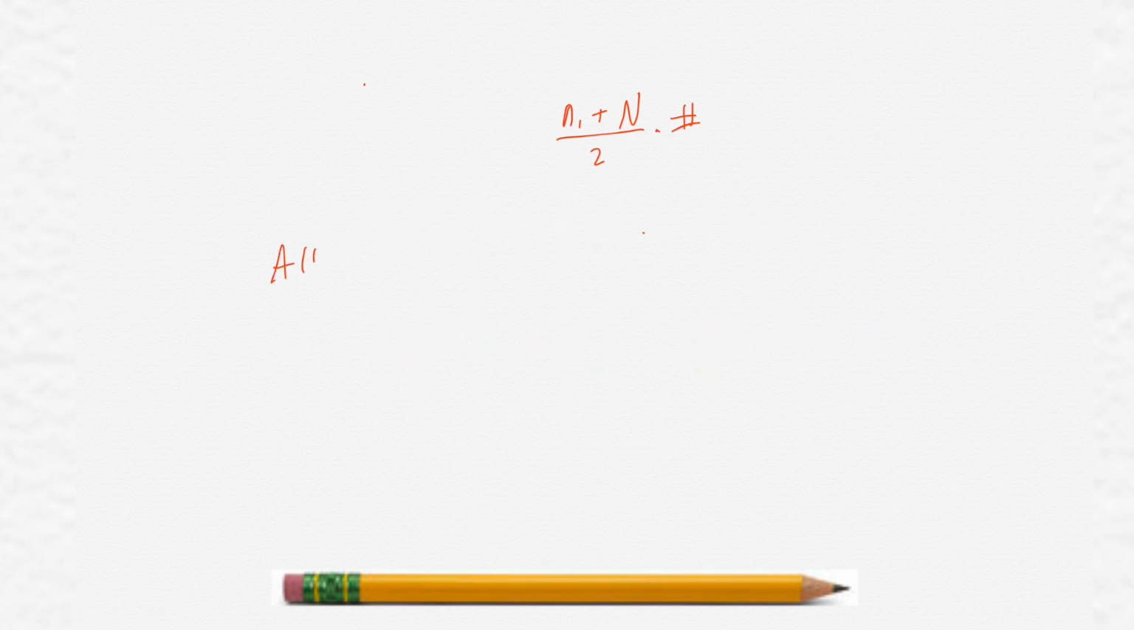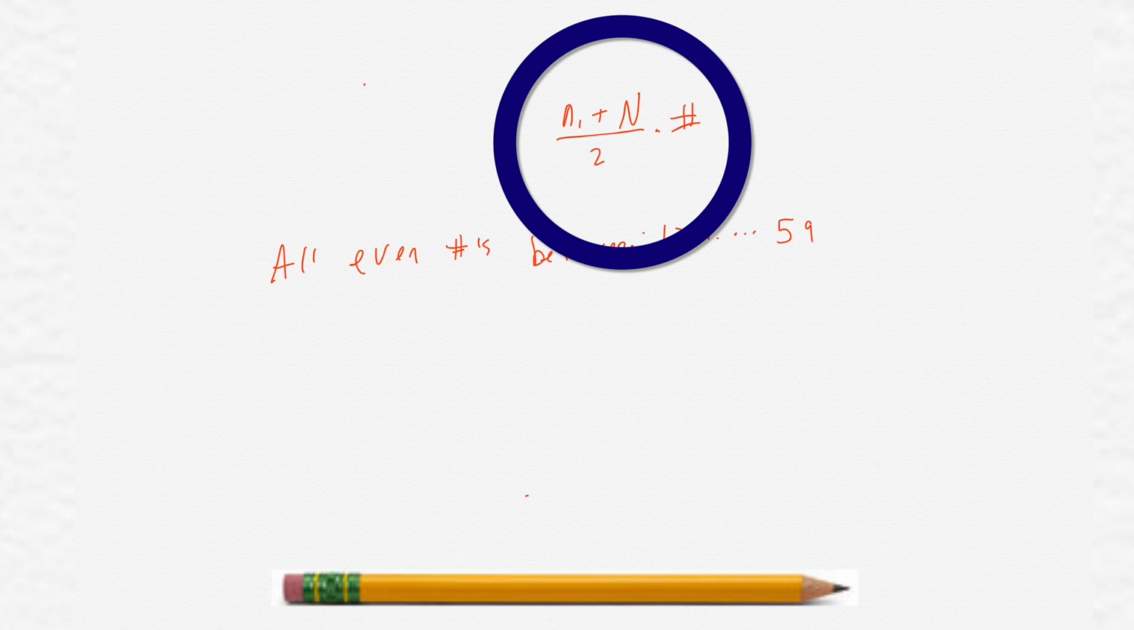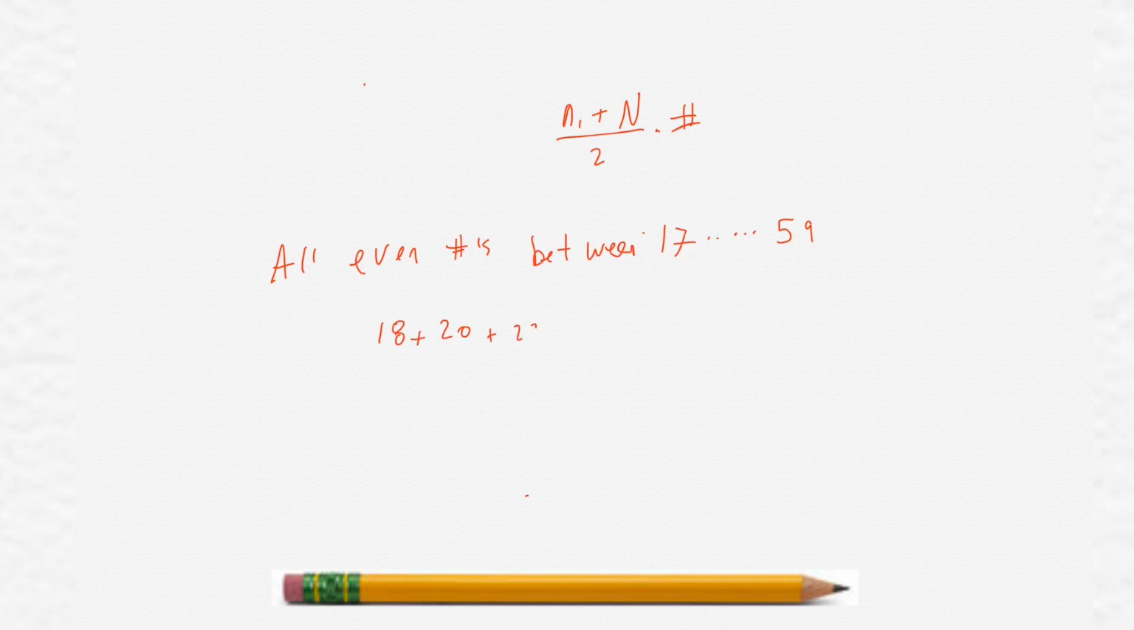All right, let's add another little complexity to this. This one is all even numbers between 17 and 59. This formula works even if the numbers are not exactly consecutive, as long as they're a sequence that's spread out the same way between the numbers. So here, all even numbers between 17 and 59, 18 plus 20 plus 22, 24, 26, all the way to 58.